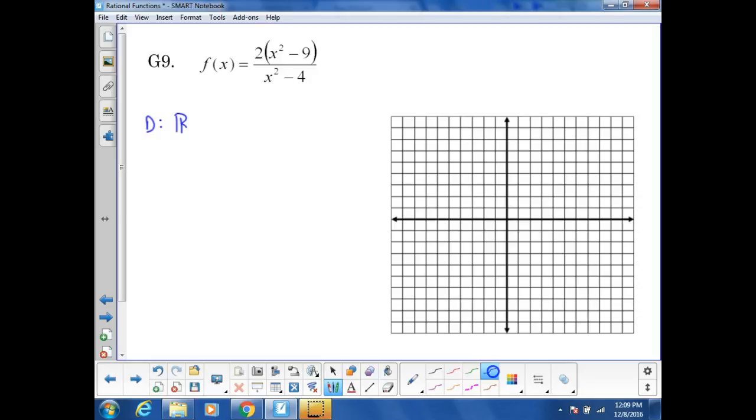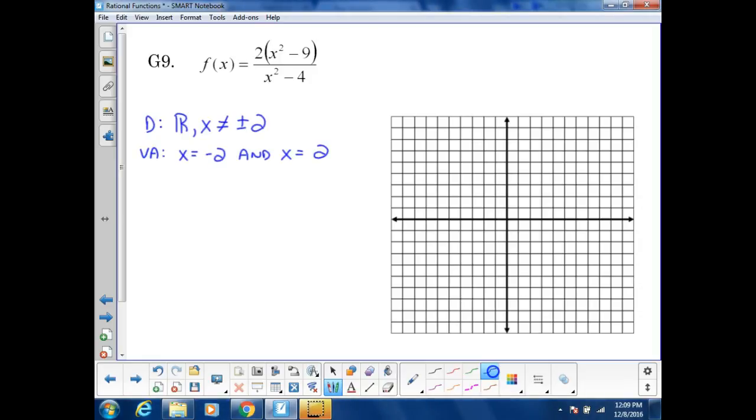Alright, so I like a domain of all real numbers. X can equal plus or minus 2. That tells me then that I have some vertical asymptotes at x equals -2 and x equals 2.